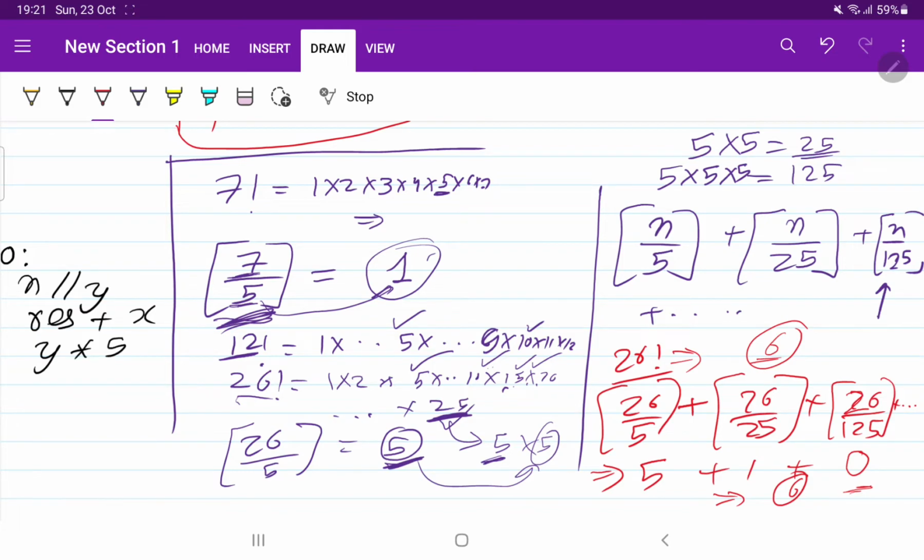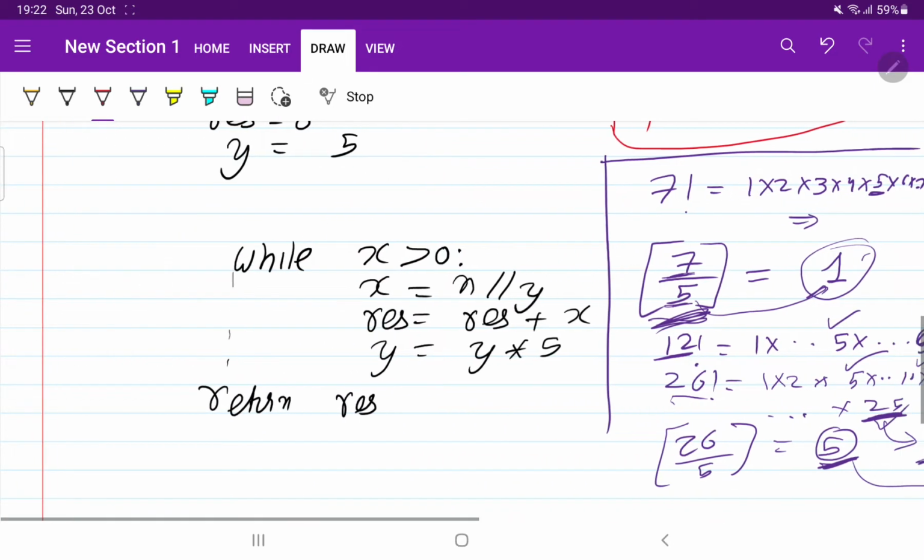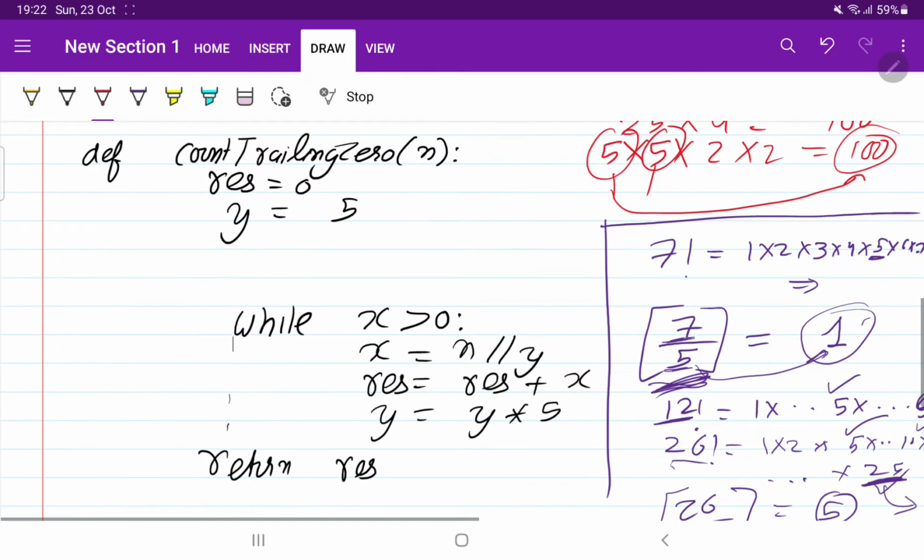Okay, so we got the logic. What is the logic? First of all, we will divide the number by 5, then by 25, then by 125, and then we will store the result, and then we will add up the results. So this is our logic. I hope you got the logic. Now let us see the code that I have written.